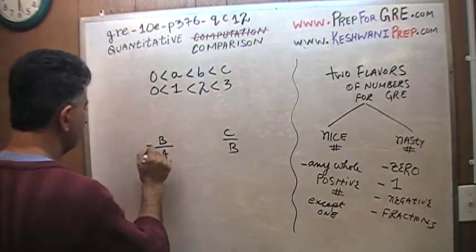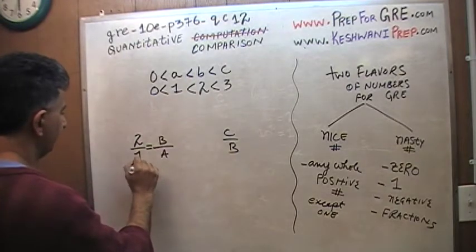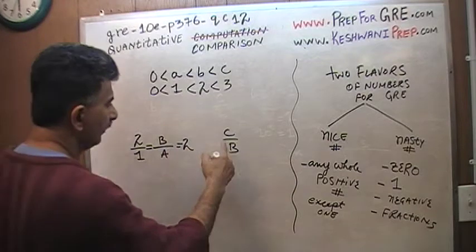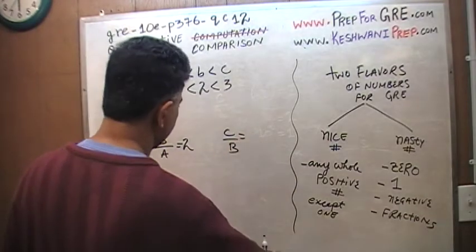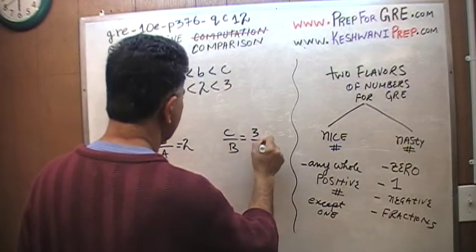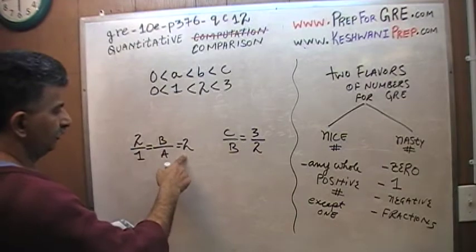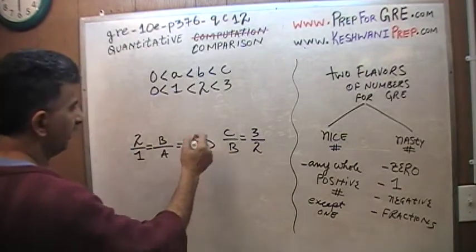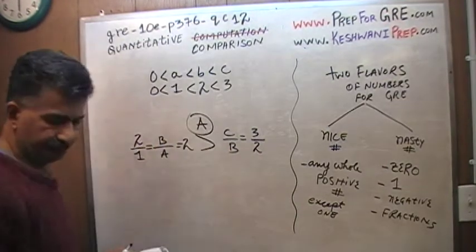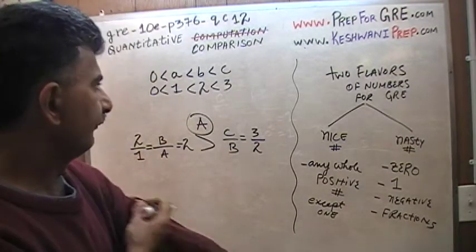Well, B over A, B is 2, A is 1, so that's very simple. That's just 2. C over B, C is 3, B is 2, 3 halves versus 2. 2 is greater than 3 halves. So far, the answer is A. Notice how I qualified it. I said so far, the answer is A.